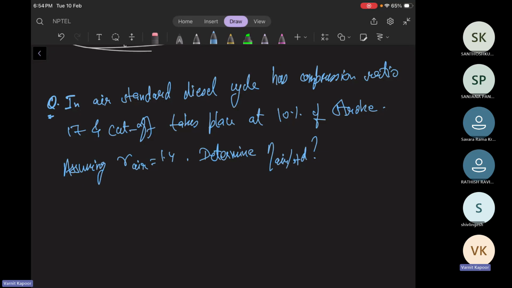So anyone got the answer? Just you have all the values, just put them in the relation of the air standard efficiency of the diesel cycle. We have derived this in our previous tutorial.